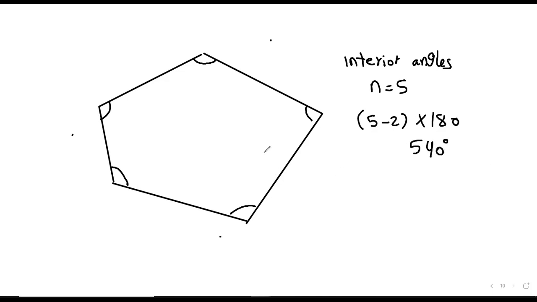What is the sum of all exterior angles? The sum of exterior angles of any polygon equals what? 360. So the sum of exterior angles of a pentagon is 360. The sum of exterior angles of a hexagon equals 360. The sum of exterior angles of a heptagon equals 360. Octagon, 360. Okay?